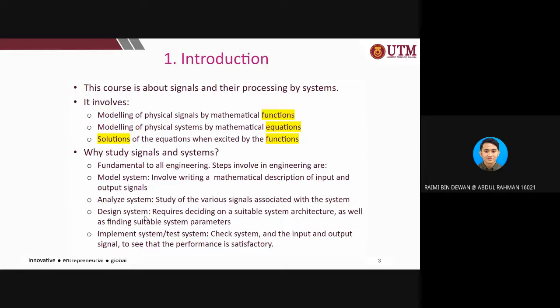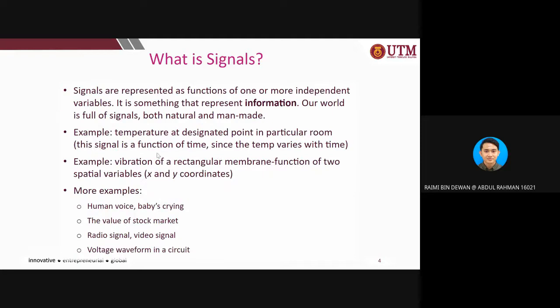When we, as engineers, want to design something, we have certain parameters that we want. So design is also used in design system, because it requires designing a suitable system architecture, as well as finding suitable system parameters. Let's say you want this design to work based on a certain performance. You need to set which parameter to be controlled, which parameter to be achieved in order to have that performance. Then implement the system, test the system, and check the input and output signals to see that the performance is satisfactory.